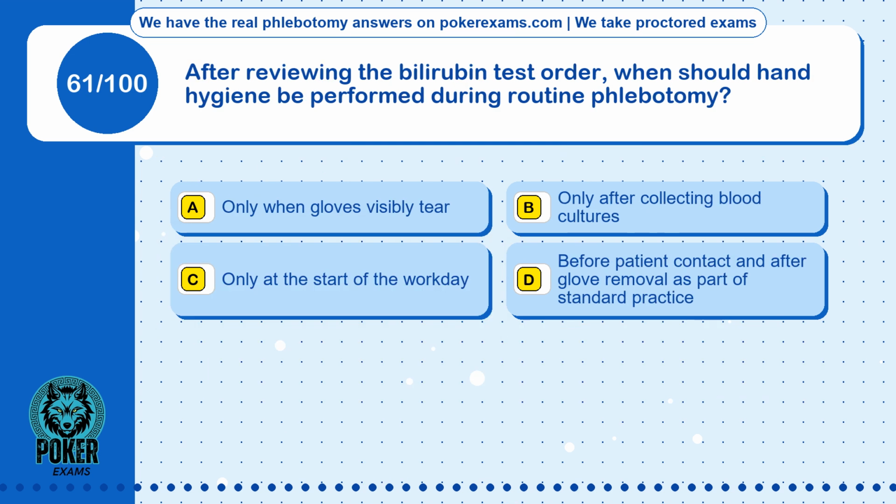Question 61. After reviewing the bilirubin test order, when should hand hygiene be performed during routine phlebotomy? Option A. Only when gloves visibly tear. Option B. Only after collecting blood cultures. Option C. Only at the start of the workday. Option D. Before patient contact and after glove removal as part of standard practice.